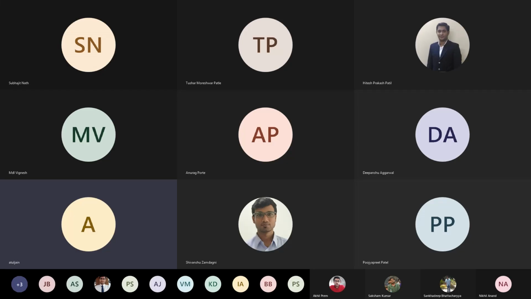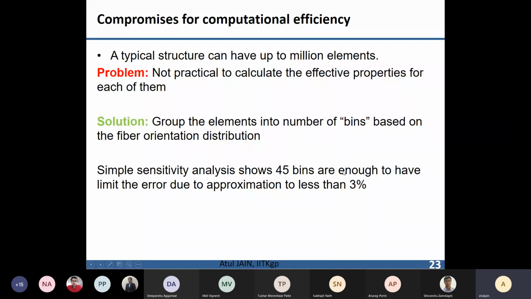So we had stopped at this slide where we said that a typical structure can have up to 1,000,000 elements, and it is not practical to calculate effective properties for each of them. Now, we said one of the solutions is that you can group the elements into bins based on their second order orientation tensor, calculate the properties only for the bin, and assign the bin to each.